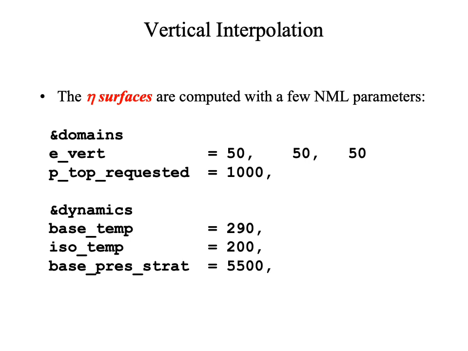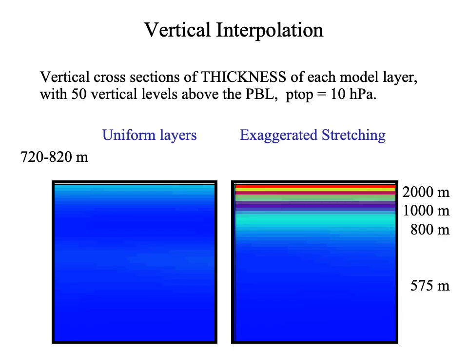A user can provide their own set of eta levels. What is the concern is that there is not a uniformity of the layer thickness. On the left-hand side is what we would like to see. This is a cross-section of the thickness of the eta layers as we go from the surface up to the model lid. They're all about the same color because they're all about the same thickness, between 700 and 800 meters, entirely reasonable above the boundary layer.